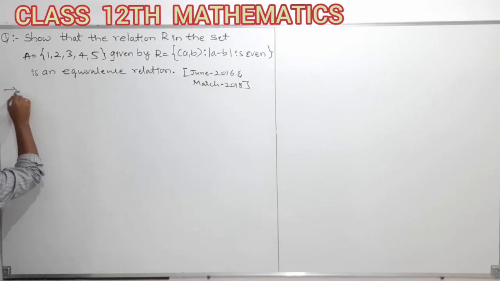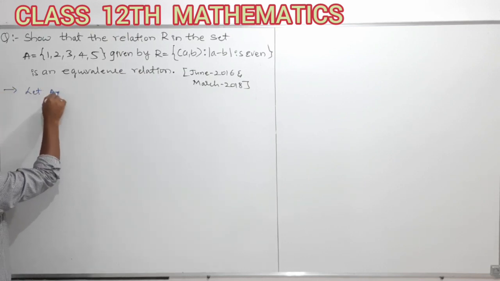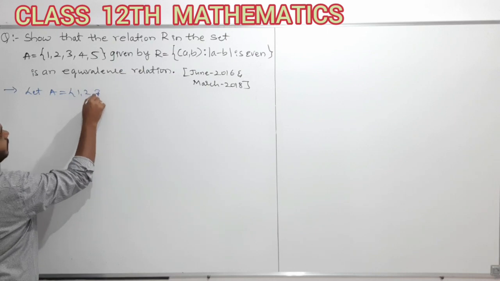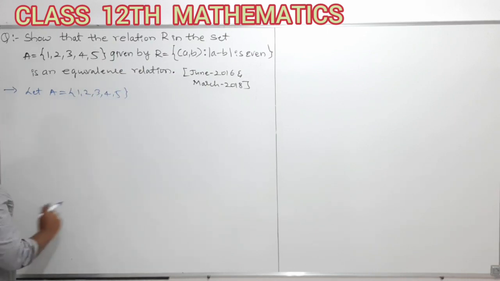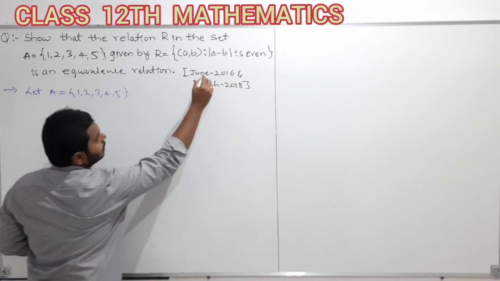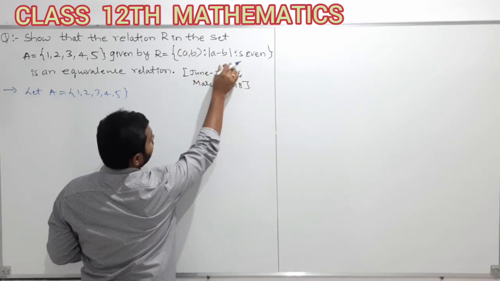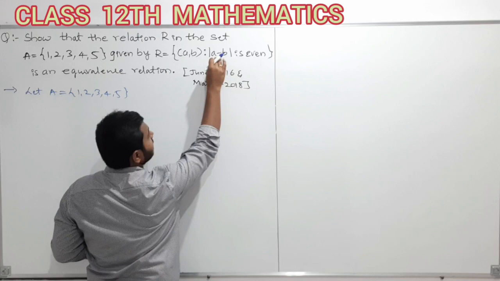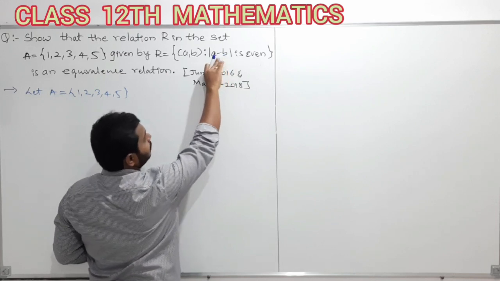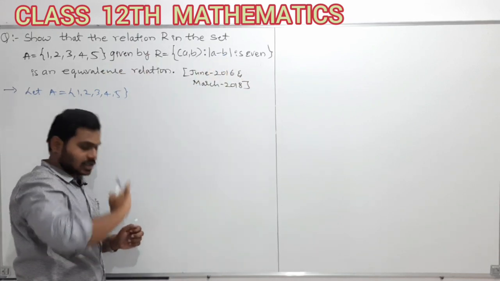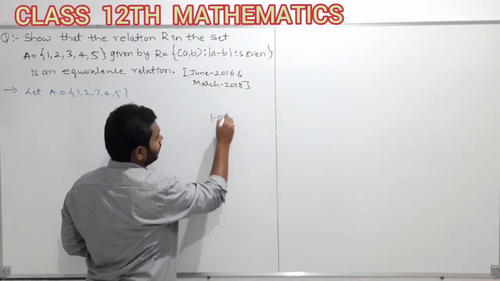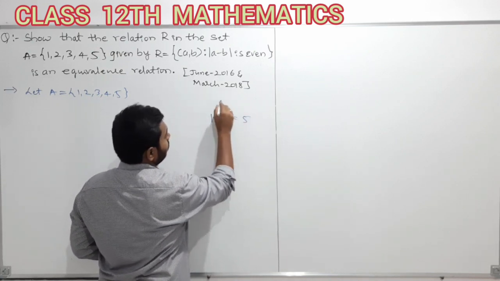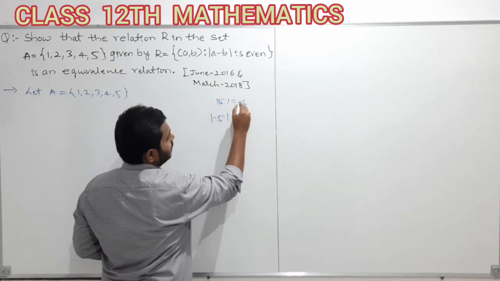So first, my students, let us take the set A. Let A equal 1, 2, 3, 4, 5. These are the elements. Please remember what this mod represents. In the mod, whether it is a negative number or a positive number, we should take it as positive only. Clear? So for example, mod of minus 5 is 5, mod of plus 5 is 5.